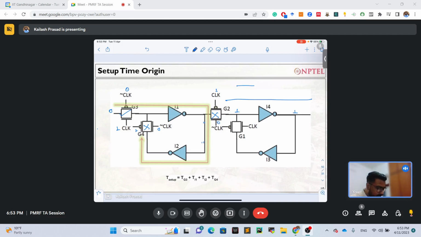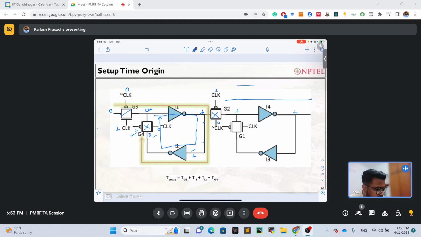Now, when this 0 will be coming over here, and 0 will be coming over here, but when we call the data is latched, it means that this closed loop is completed. Only then can you call that the data is latched. Otherwise, if there is any change over here, this will change and this will change and this will change. So for data to be latched, what should happen, this transmission gate should be turned on.